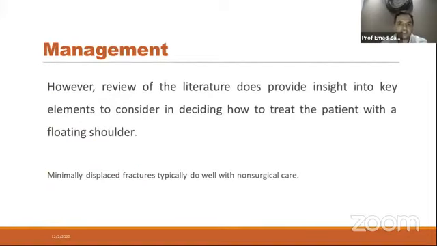However, review of literature does provide insight into key elements to consider in deciding how to treat the patient with floating shoulder. However, minimally displaced fractures typically do well with non-surgical management.